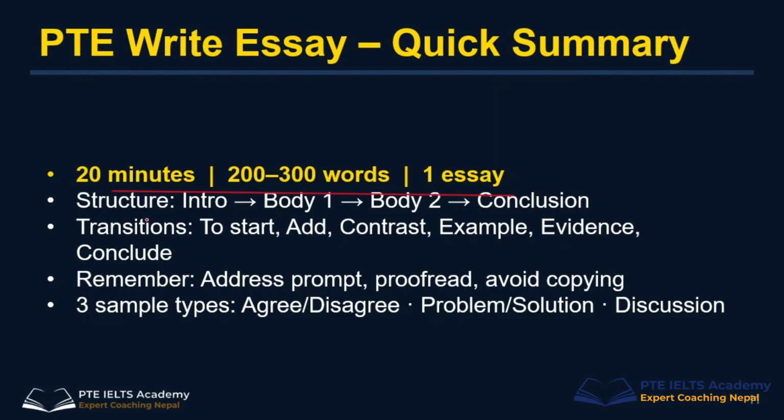One essay, 20 minutes, 200 to 300 words. Always use the 4-paragraph structure. It works for all 3 essay types. Transitions. Use transition words from all 6 categories to improve your coherence score. Remember, address the prompt, proofread, avoid copying. These 3 points alone can dramatically improve your score.